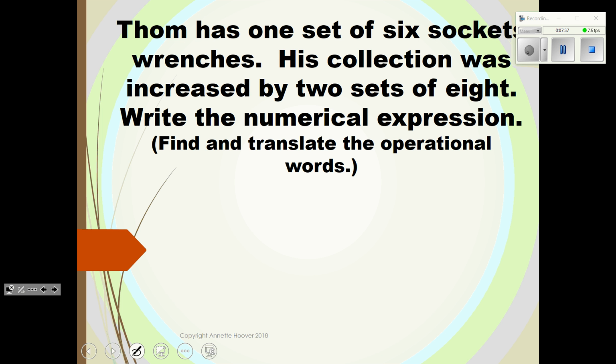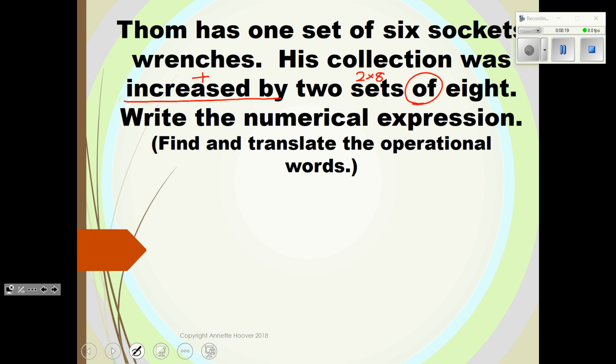Okay, Tom has one set of 6 socket wrenches. His collection was increased by 2 sets of 8. So Tom has one set of 6 sockets. How many sockets would that be? That would be 6. His collection was increased, which means to add, by 2 sets of, there's one of the words that we talked about, 2 sets of 8. So how many sockets, if you have 2 sets and each set has 8 sockets, that would be 16 sockets altogether. Now we're not solving, we're translating.